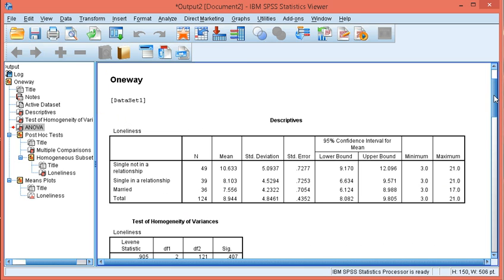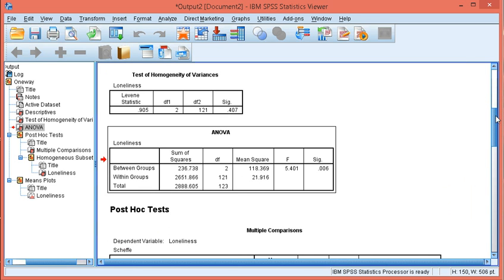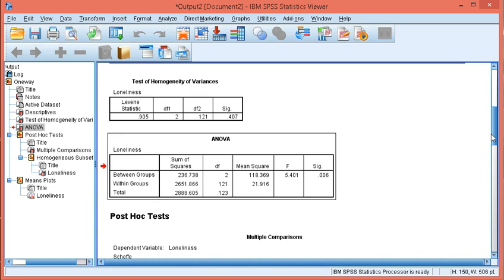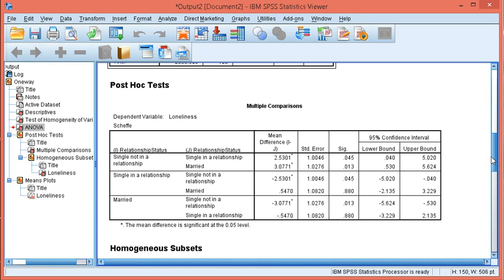So the ANOVA is saying that there are significant differences among these means. But the next question would be, where actually is the significant difference? Is it between 10 and 8, 8 and 7, 10 and 7? Where is the actual difference? And that question is answered by our post hoc test. In our post hoc test, these are basically comparisons.